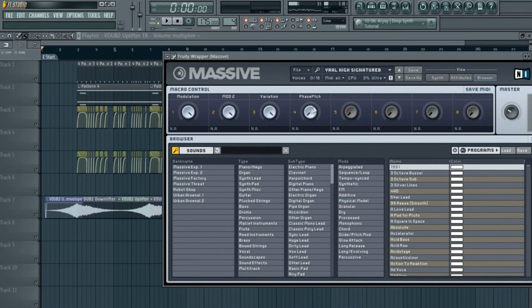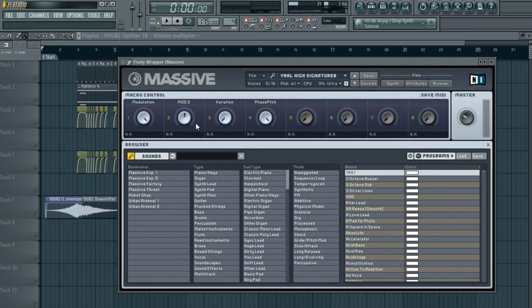So that's 3 variations of the same patch. Now let's check out the 4th variation. Playing it in 3, 2, 1, go.